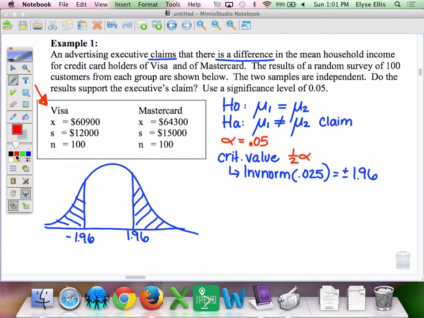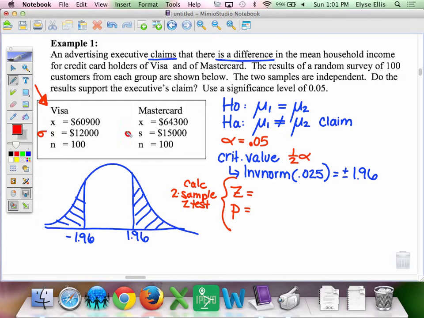After the critical value, we're pretty much into calculator territory. We're going to aim for our z-test statistic and our p-value. Both are going to come out of the calculator. This is where you need that 2-sample z-test. It will walk you through the prompts.